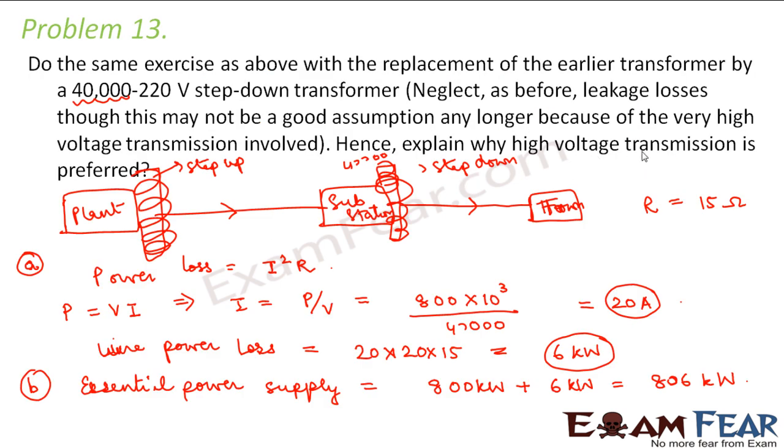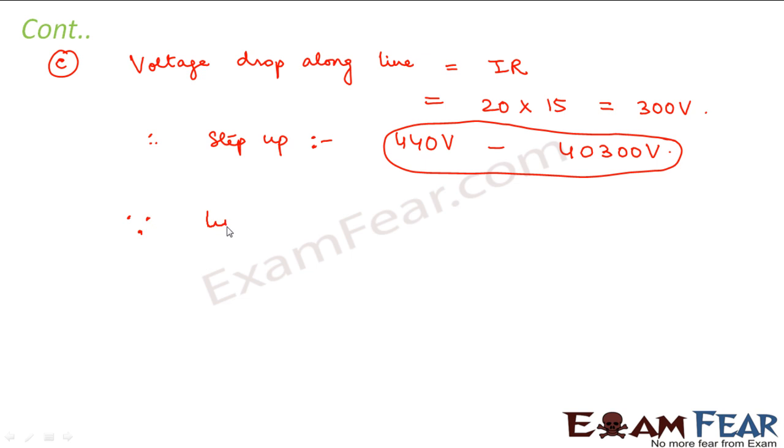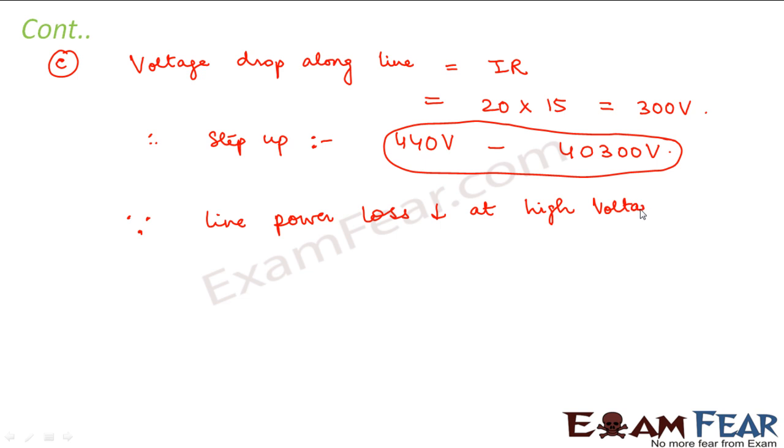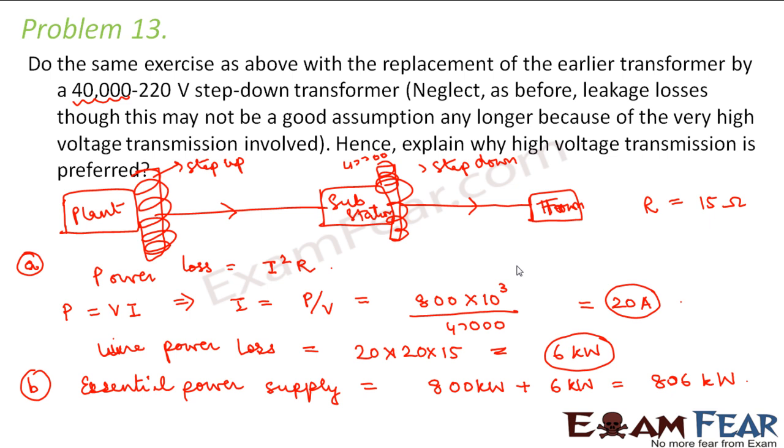Now it says explain why high voltage transmission is preferred. Because the line power loss incurred here is lesser, since it is less at high voltage transmission, therefore it is preferred, right? So this is how you will be able to solve problems related to power transmission. Whenever you have problems on power transmission, it is better that you draw a rough diagram like this so that you can visualize the scenario better and then approach the problem.